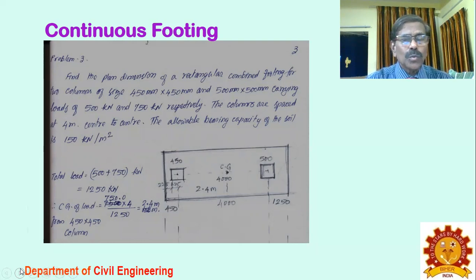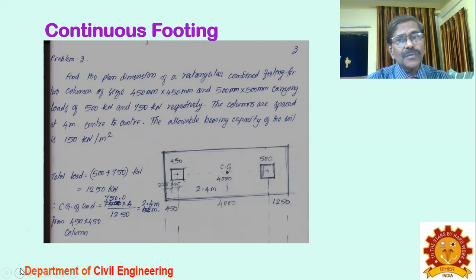Now we will move on to continuous footings. Find the plan dimensions of the rectangular combined footing for two columns of size 450 millimeters by 450 millimeters and 500 by 500 carrying a load of 750 kilonewton and 750 kilonewton respectively. The columns are spaced at 4 meters center to center. The allowable bearing capacity of the soil is 150 kilonewton per meter square.